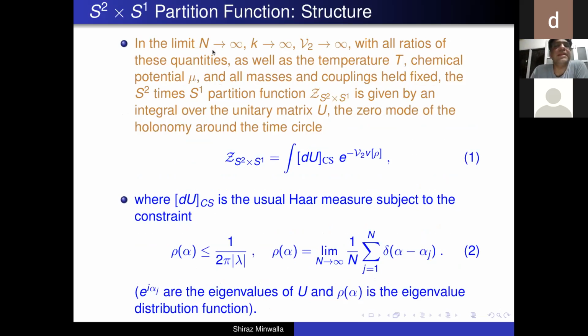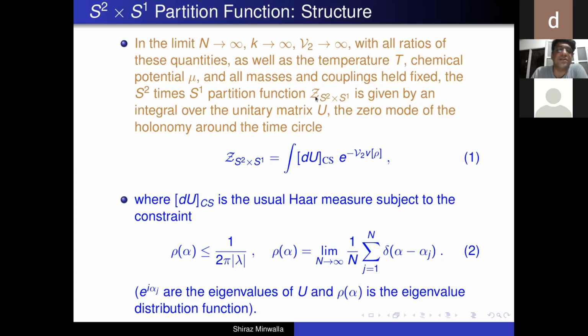Okay, so we take the limit N goes to infinity, k goes to infinity, and the volume of the space that we're working on goes to infinity, with all ratios of these quantities, so N by k, held fixed. Also, the volume is taken to infinity scaling like N, but the temperature, chemical potential, and all masses and couplings are held fixed. So in this sort of strange coordinated limit, N goes to infinity, k goes to infinity, the 't Hooft limit, but also volume goes to infinity scaling like N. You should think of this as almost like being on R2.